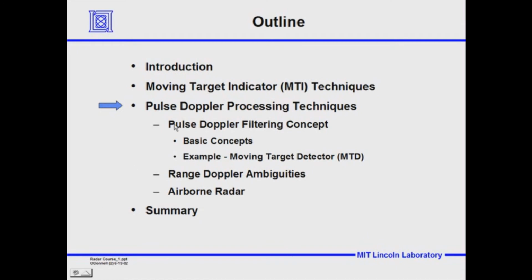Here we're going to look at the whole concept of Pulse Doppler filtering, and we're going to go over some basic concepts to understand Pulse Doppler filtering in detail, and then we'll follow that with an example of the moving target detector, the so-called MTD implementation. Then we'll discuss range Doppler ambiguities, which will be in the third part of the lecture, and airborne radar, and summarize. But first, let's talk about these subjects.